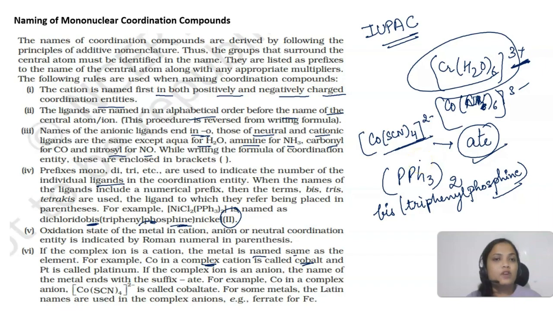Or for some metals, we will be using the Latin names. Like for iron, we will be using ferrate. If there is platinum, we are using platinate. Or Latin names are used, like for gold, we use aurate. For silver, we use argentate. So these are the Latin names. When will ATE come? When the coordination entity or the complex ion is an anion.